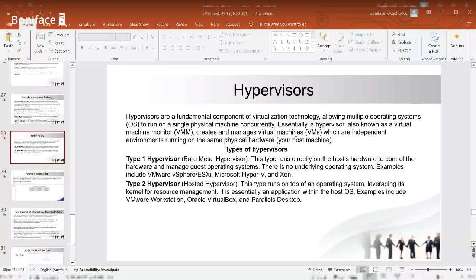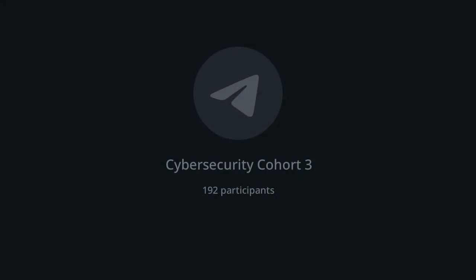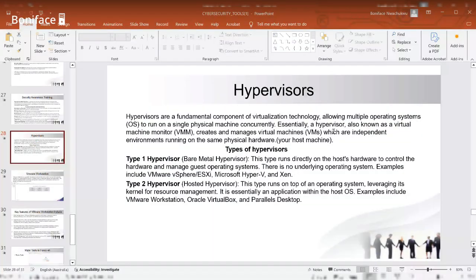It gives a better term for it, anything at all. So now, a virtual machine is like, think like you have a laptop, but the laptop is not real, or you have a laptop in your pocket, or you have a laptop somewhere. Now hypervisors, they are a component of virtualization technology, allowing multiple operating systems to run on a single physical machine concurrently.